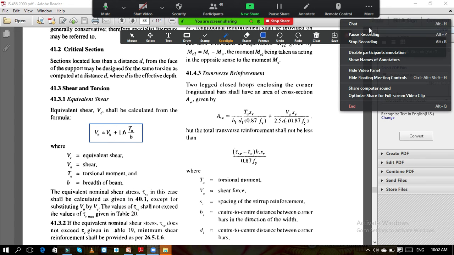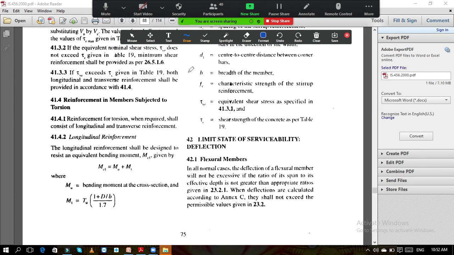Then the second thing is this formula: Me1 is equal to Mu plus Mt. Me1 is equal to Mu plus Mt, and this Mu is the bending moment at cross section. Mt is equal to Tu into (1 plus D by B) by 1.7. This formula is also given in the IS code. Whatever formula we are using, everything is given in the IS code.